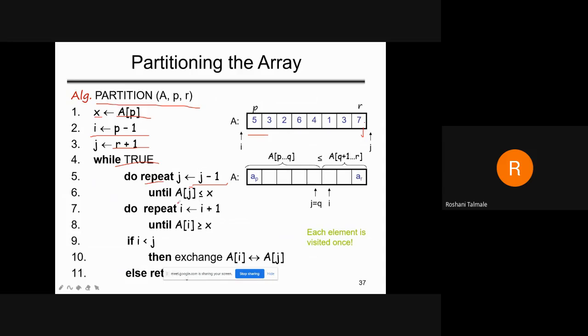Okay, if it is less, until कब तक आप करोगे, less तक. Okay, so similarly we have to increment i is equal to i plus 1, कब तक? Until A of i is greater than or equal to x. Okay, so if i is less than j, then exchange the A i and A j values, and again we will perform the recursion.